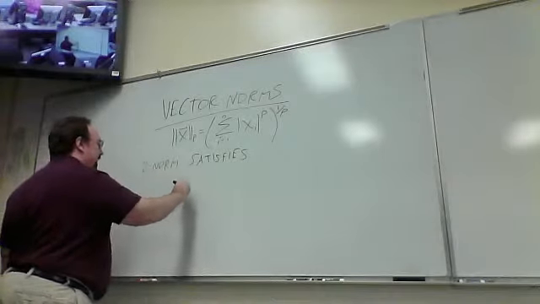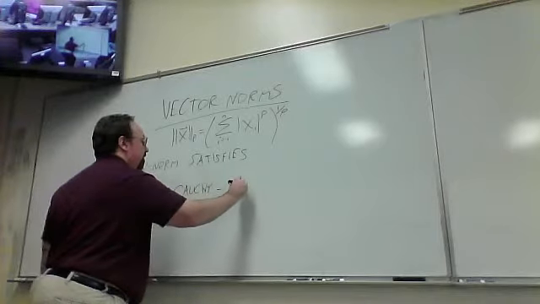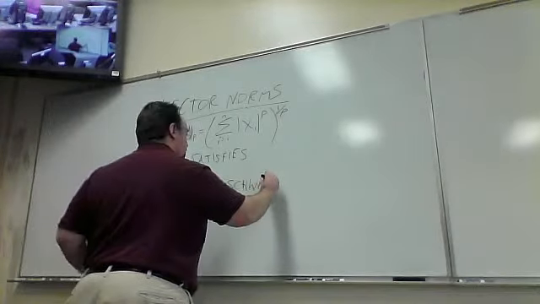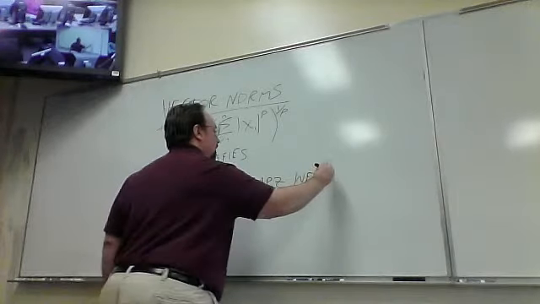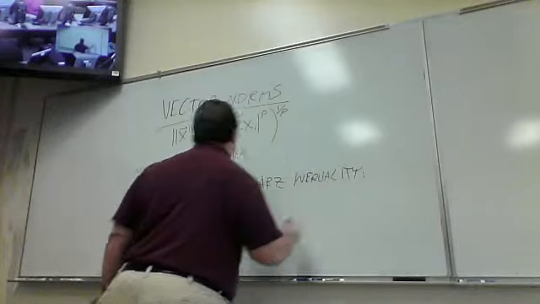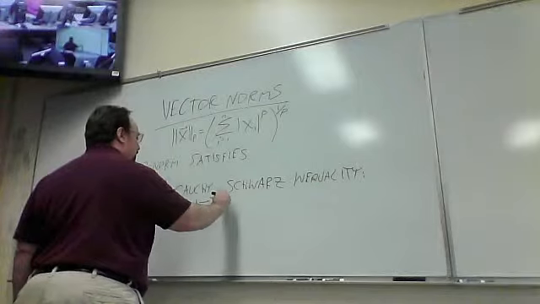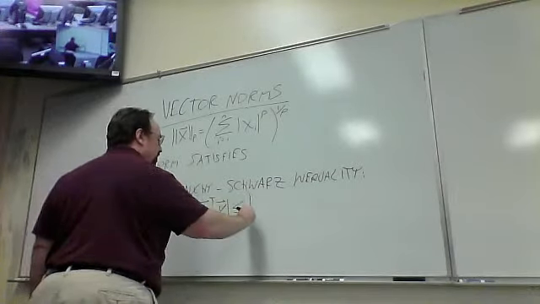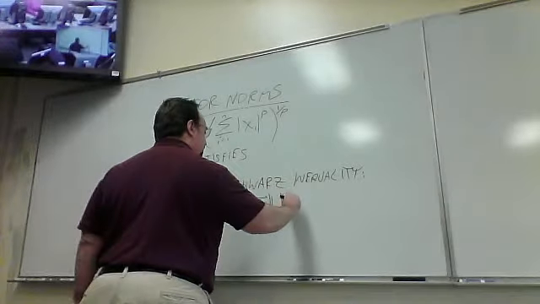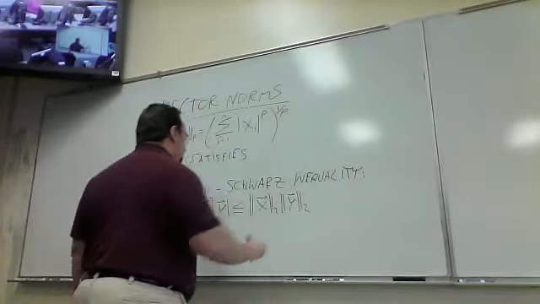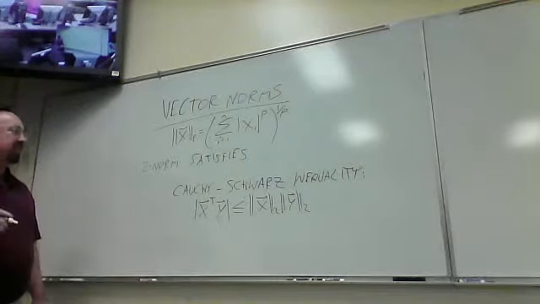Now, if you've heard of this before, because it comes up in several cases, it is commonly known as the Cauchy-Schwarz inequality. The absolute value of the dot product of 2 vectors is less than or equal to the product of the 2 norms of the vectors. Okay.